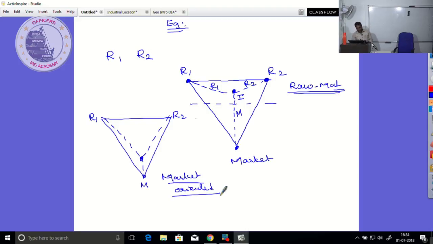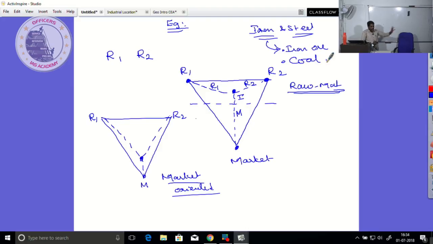Now, the finest example: the iron and steel industry in India. When I talk about the locational aspect of the iron and steel industry, there are two very important raw materials. One, you need iron ore. Apart from iron ore, you need one more raw material. What is this raw material? You need coal.